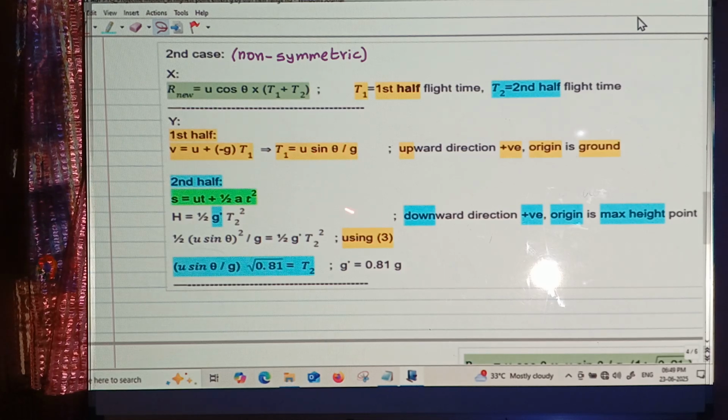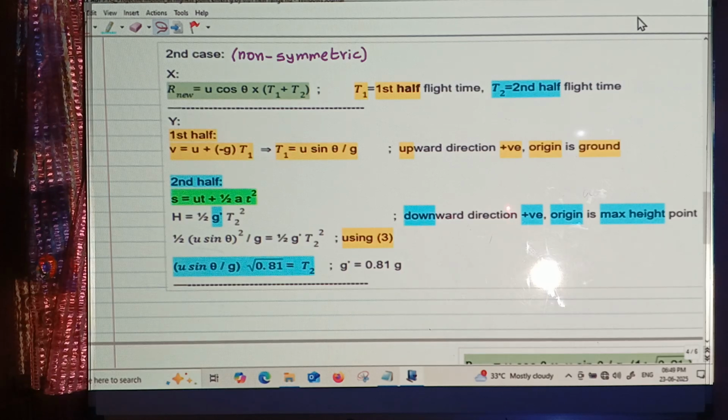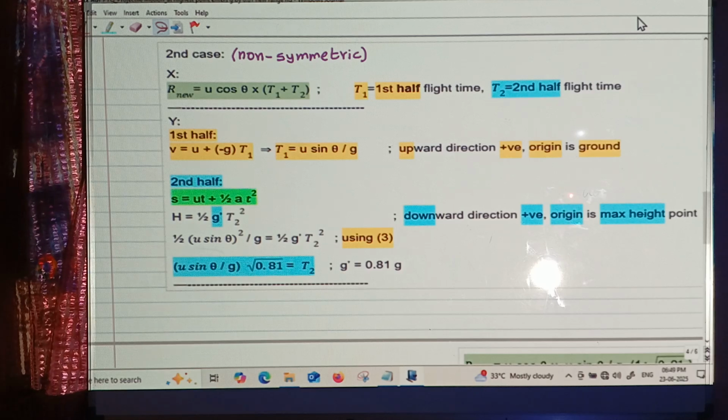Second half, I'll use the downward direction as positive. It's convenient to use this one. And the origin is the maximum height point. So this is completely different from the first case. So S is plus h because downward direction is positive. And u is 0, the velocity at the maximum height point. And acceleration is g prime, the new stronger gravity, and it's in the downward direction, and downward direction is positive. So h equals half g prime T2 square. From this I get T2, and g prime is g divided by 0.81. That's given in the question. So from this get T2 as u sin theta by g times square root of 0.81. This is given in the question.